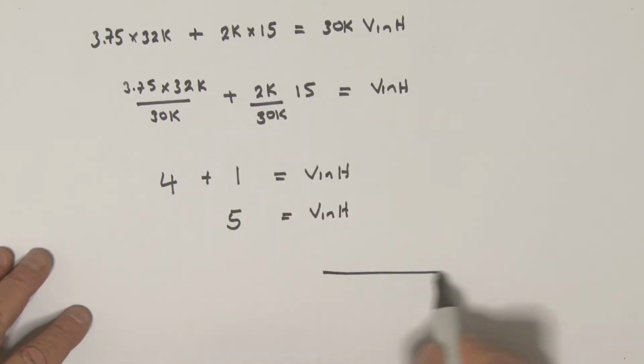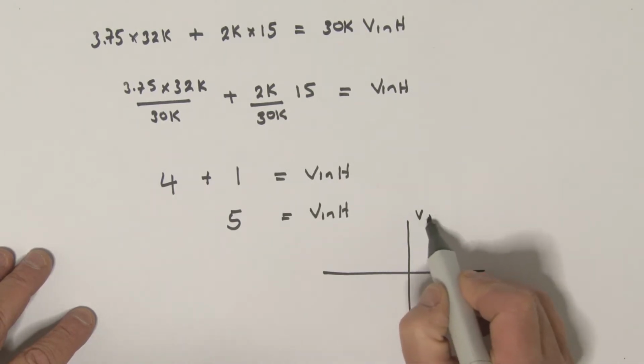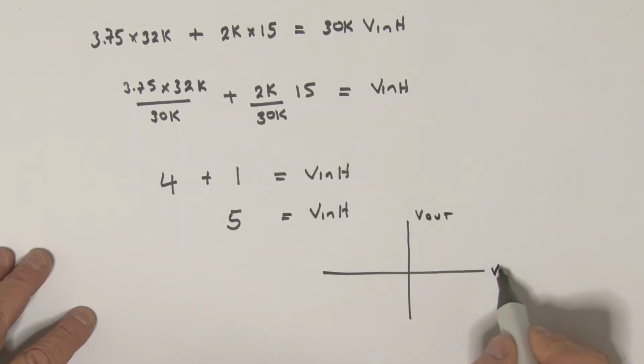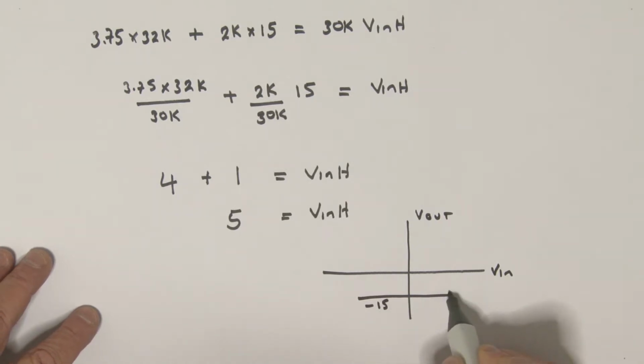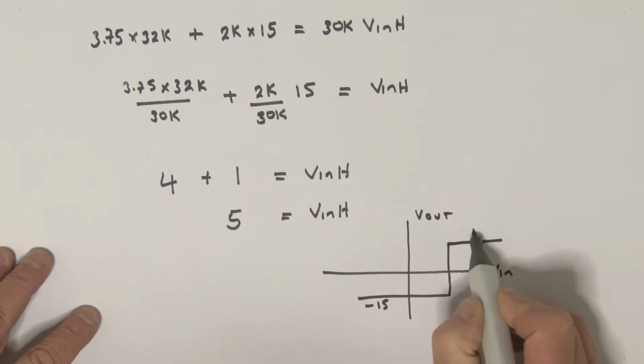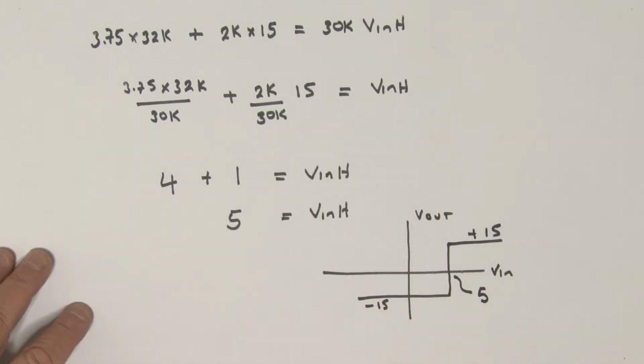And so what we've really seen, if I look at my graph of output versus the input here, is my switch point V in H being equal to a value of 5. So the next step now is to see when we switch back. At what point do we switch back?